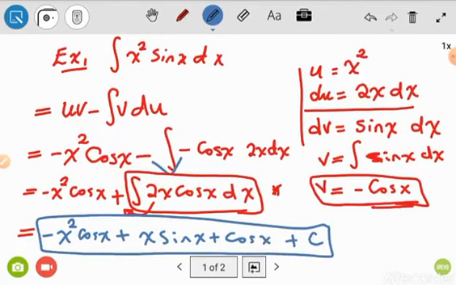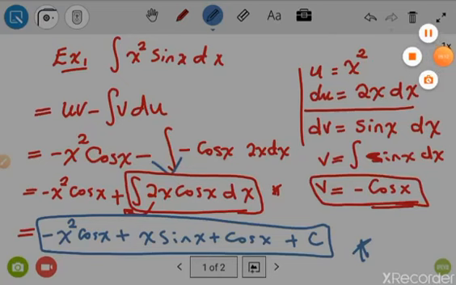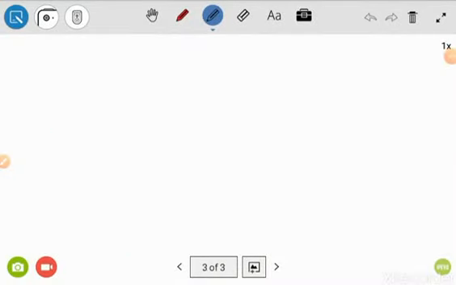Okay guys? Okay. Next example, one more example.